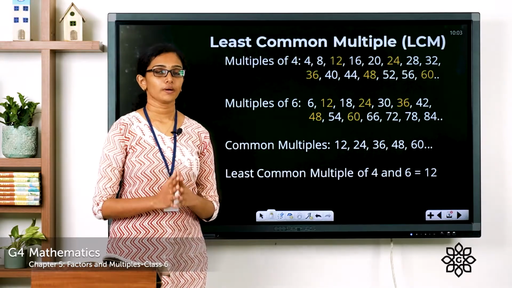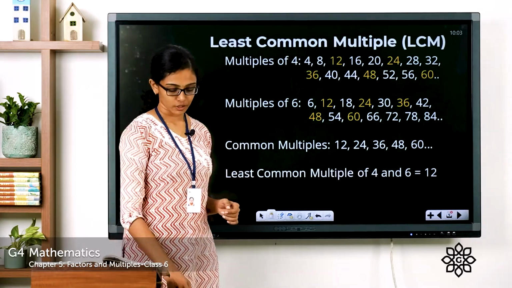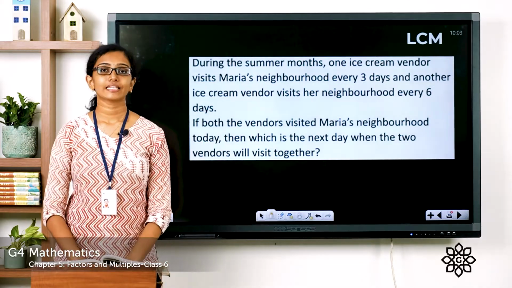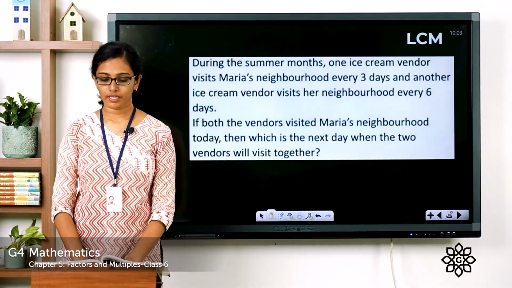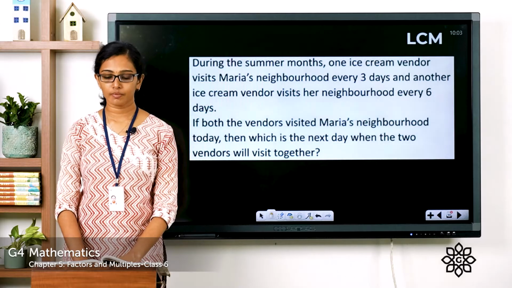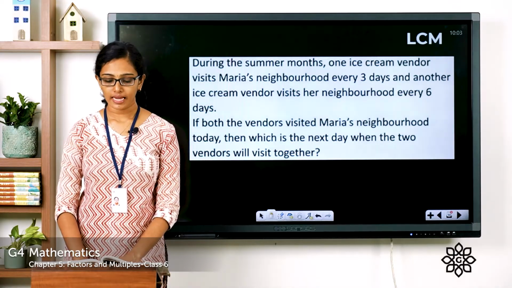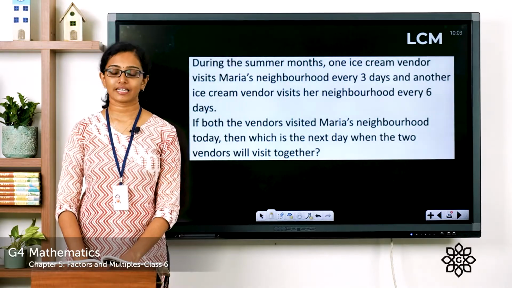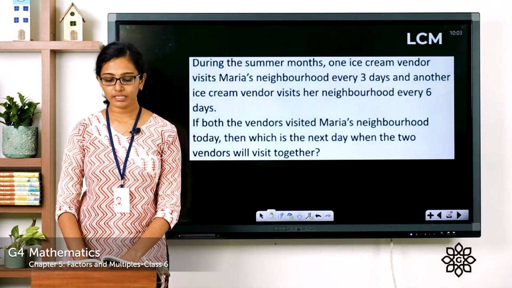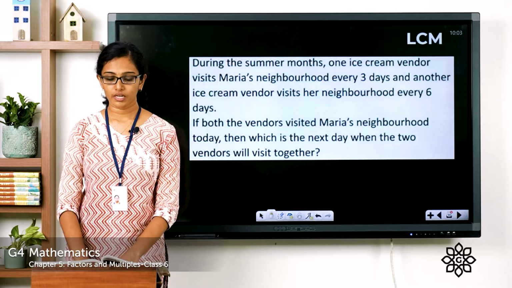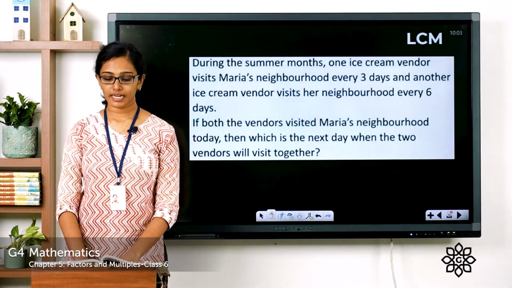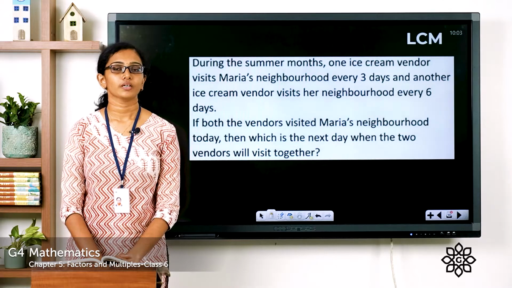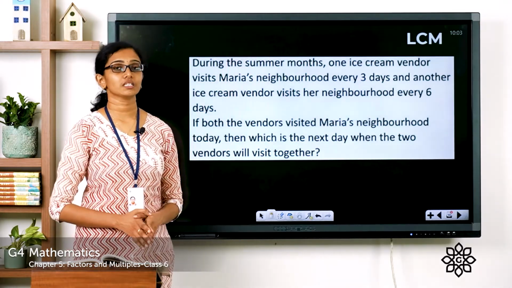Now let's see one example question from your textbook. So you have a question. During the summer months, one ice cream vendor visits Maria's neighborhood every 3 days and another ice cream vendor visits her neighborhood every 6 days. If both the vendors visited Maria's neighborhood today, then which is the next day when the two vendors will visit together? So, what is mentioned in the question?